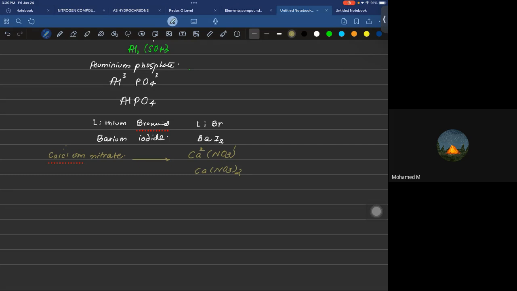So this is how we can write down the chemical formula of any compound. Remember, any compound. Okay.